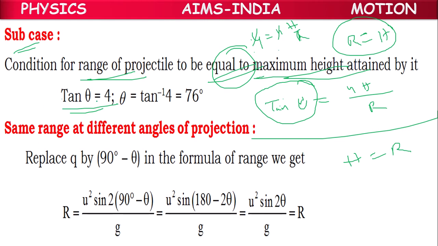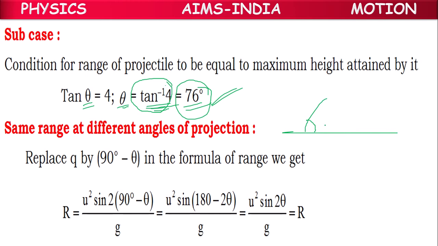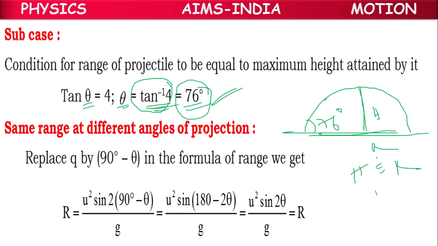Tan theta equals 4, or this tan will come this side, it will become tan inverse. We can write it in another way also: theta equals tan inverse 4. Tan inverse 4 value is approximately 76 degrees. So when we throw with an angle of approximately 76 degrees, then maximum height h equals r. This length will be equal if we throw with a 76 degree angle.